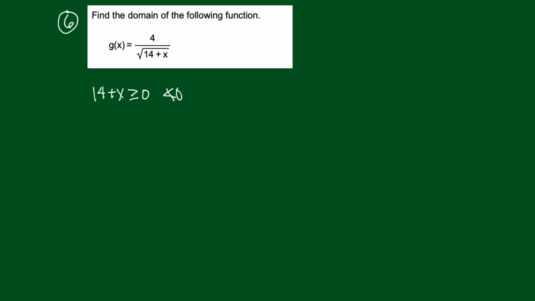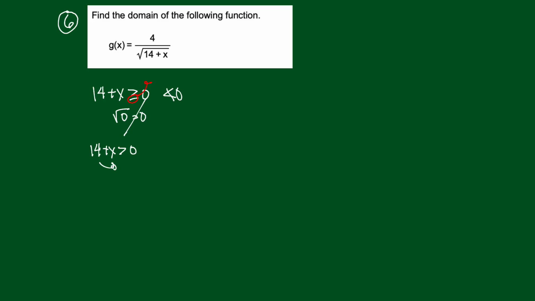Now, I don't want it to be 0 because I don't want 0 down here, right? I don't want to get the square root of 0 because that's 0, right? I don't want that. So we're going to take this out. So just remove that part, and we will have this. That 14 plus x has to be strictly greater than 0.